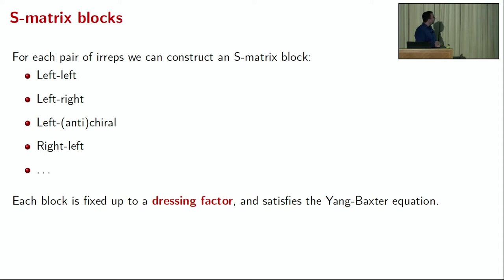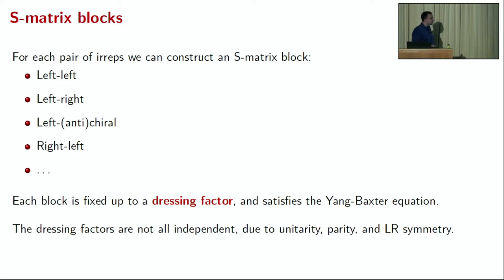It seems that we have an awful number of blocks and an awful number of dressing factors. But if you think a little bit about it, they are not all independent. There are things like unitarity, parity, and also a symmetry between relabeling everything that I call left and everything that I call right, which are sort of arbitrary labels. And these reduce a little bit the number of independent dressing factors that you have. So at the end, you are quite lucky. You have to deal with quite a few dressing factors with respect to AdS5, but not too many. And let me just show you which ones you have.